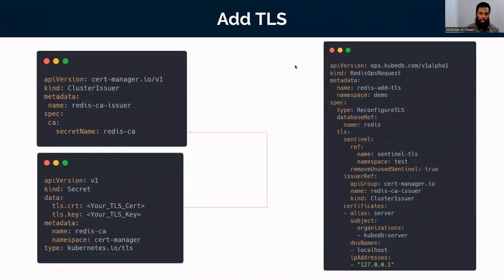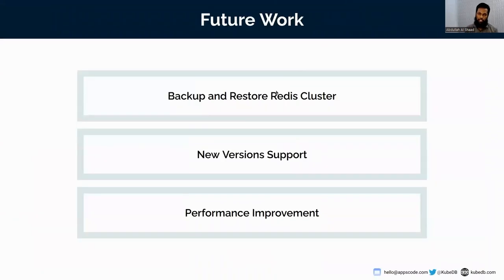Okay, so with that, I have demonstrated the TLS ops request and the replace Sentinel ops request. Now, in future work, we will do backup and restore for the Redis cluster, and we will keep supporting new versions, and we will do performance improvements. And with that, do you have any questions?